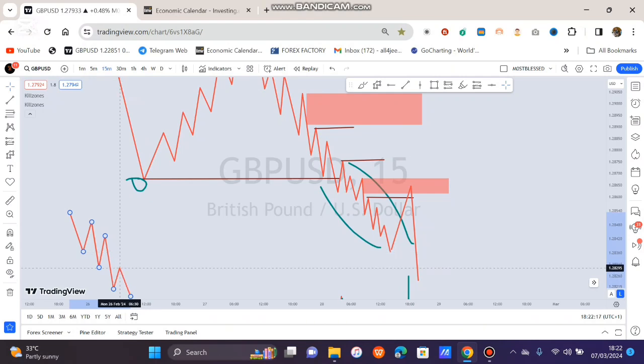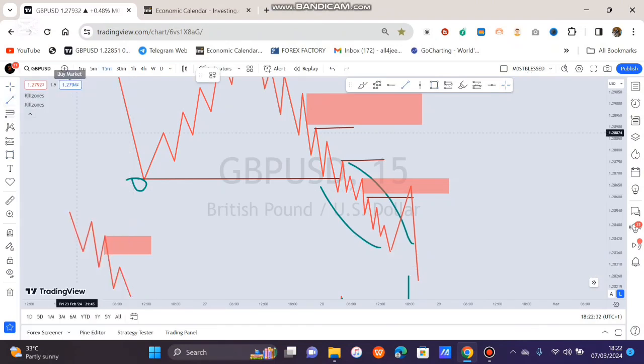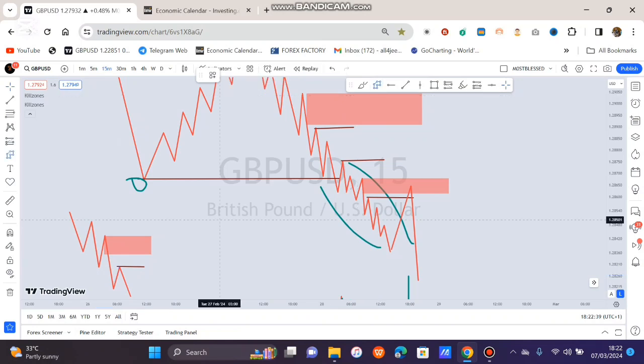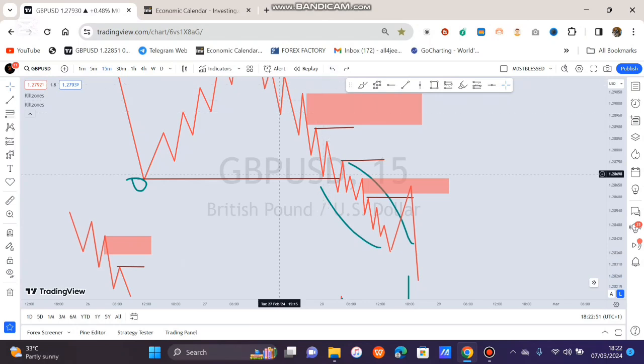So market can come to this level, and then continue. This will now serve as what? As a liquidity. This will now serve as a liquidity for that level, for market to come there and continue. Boom. That's it. Do you understand? So that is that about that.